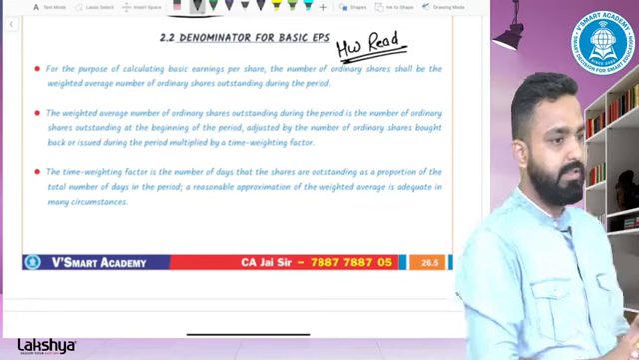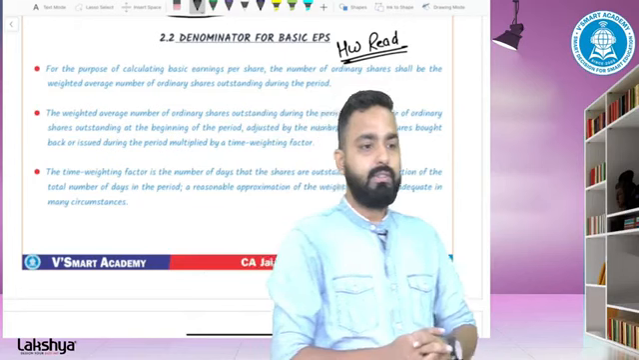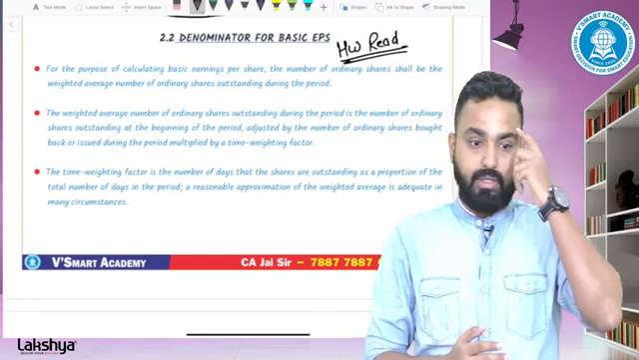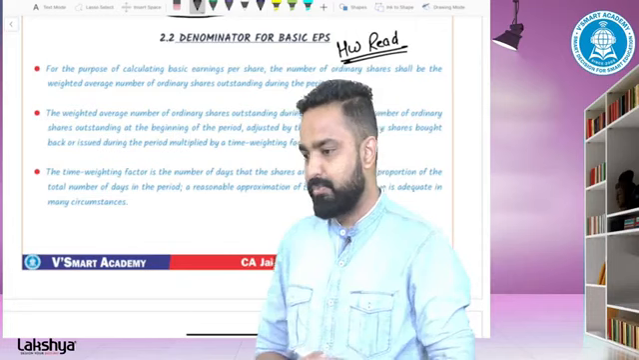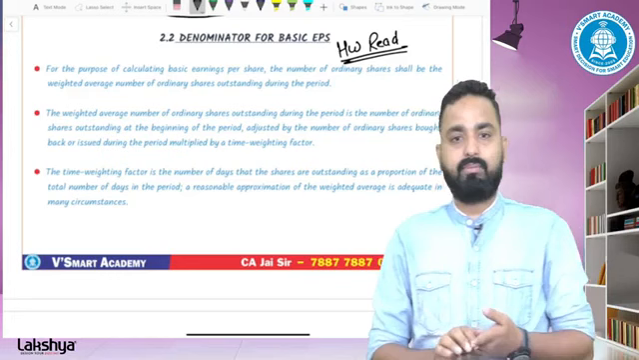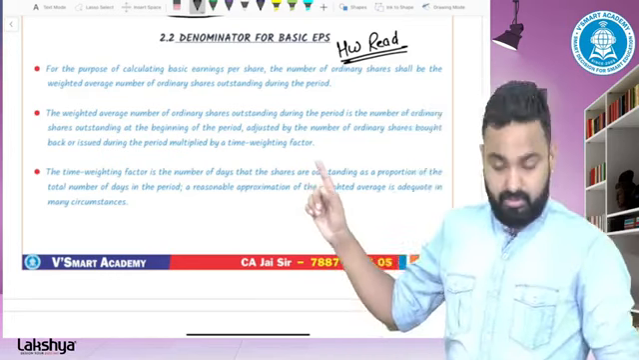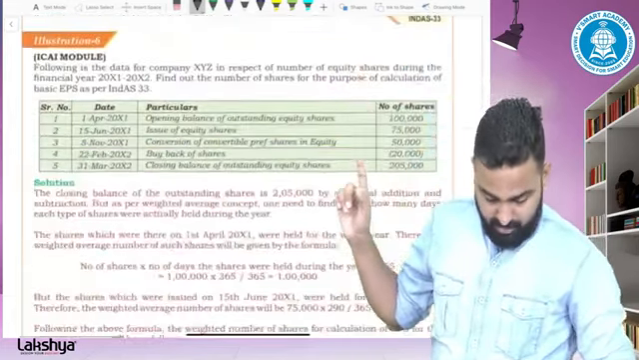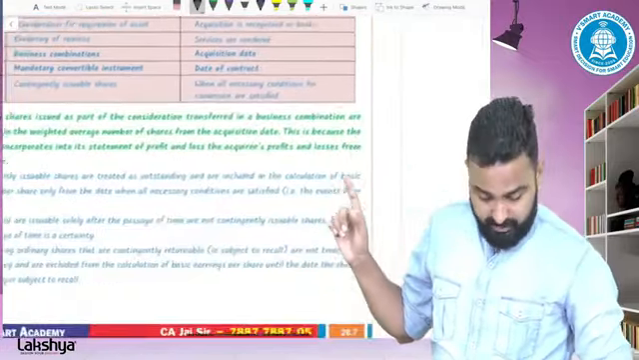Okay, so we were talking about Ind AS 33 earnings per share, right? In the last session we started Ind AS 33 earnings per share. I have given you some homework to read, like the denominator for basic EPS, you guys have to read. Deciding the date for issue of shares, you guys have to read this.